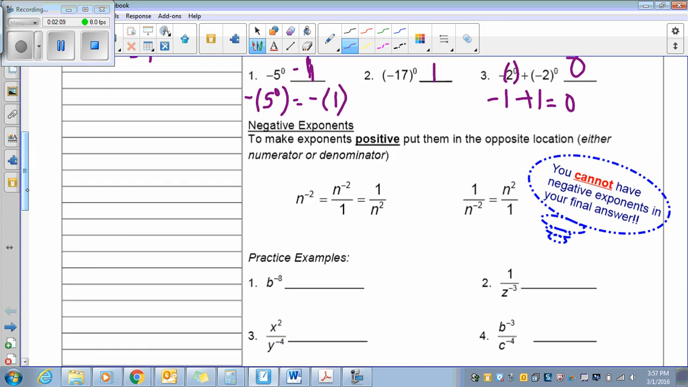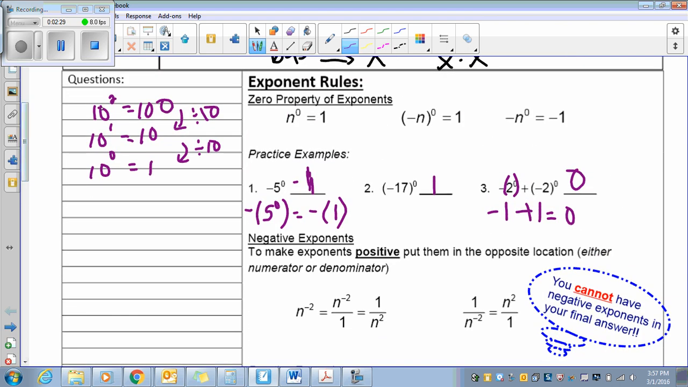The next rule we're going to look at is negative exponents. When we deal with negative exponents, you never want to have a negative exponent in your final answer. You always want it to be positive. Going back up to the example of 10 squared, 10 to the first, 10 to the 0th, if I follow this pattern and go to 10 to the -1st, I start with 1 and divide by 10. So 10 to the -1st is really 1/10.